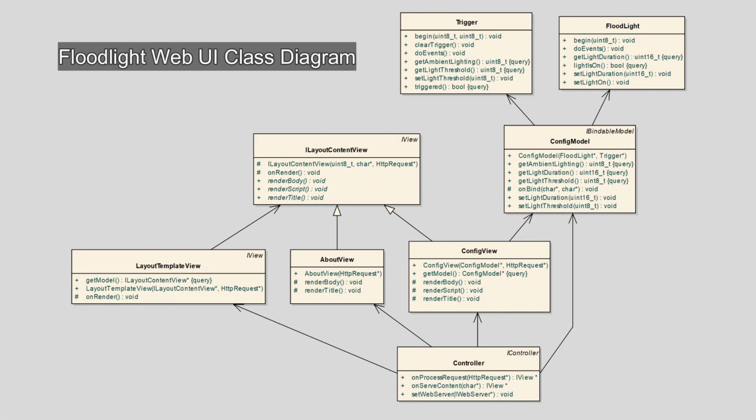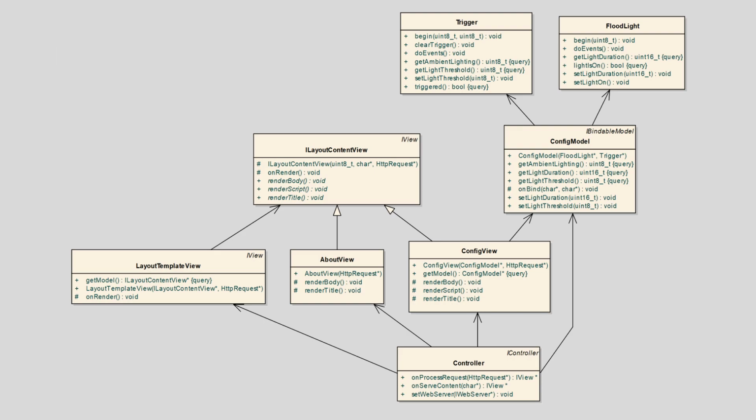In the project class diagram, we can see the different class dependencies. Trigger reads from the light-dependent resistor and the passive infrared sensor, and floodlight controls the lighting duration. The config model implements model binding for the submitted HTTP post values and configures the trigger and floodlight with those values. The layout view classes implement a master web page that has navigation links, and the controller filters the HTTP request and serves an appropriate view.